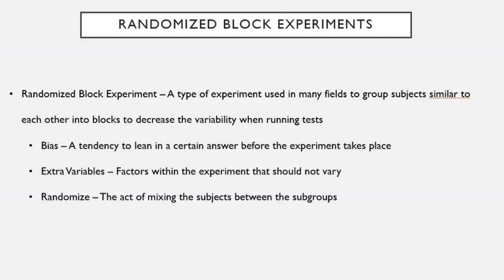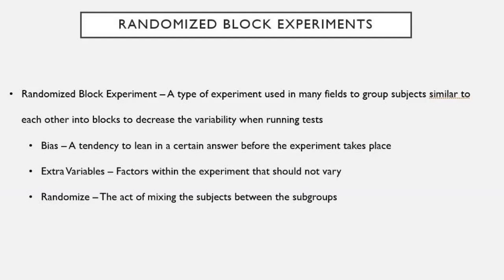Today, we will be going over randomized block experiments. Randomized block experiments is one of the many types of experiments that can be used to eliminate bias, extra variables, and include randomness. Bias is a tendency to lean in a certain answer before the experiment takes place. This can impact the results and skew the statistics of the experiment. If this happens, the experiment cannot be used to conclude a result. This in short means the experiment was a waste of time.